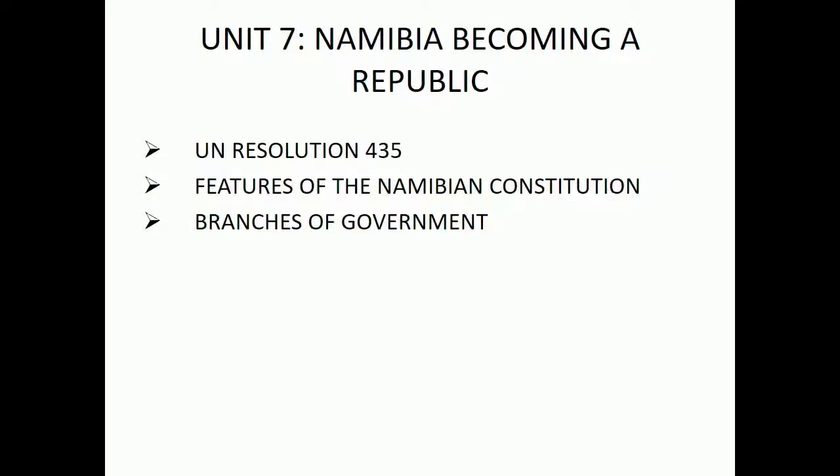Then the branches of government. Our government has some pillars on which it rests, which are called branches. You need to mention these branches and then also elaborate on each one of them. It's very important. In every exam, we need to take note that the branches of government and the constitution will be there. So please make sure that you take note of that.